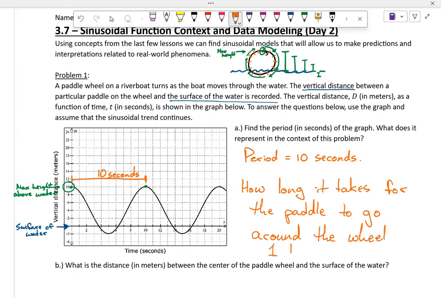I'm going to say one time. So that's just one rotation, right? So that is how long it takes. So the period equals 10 seconds is how long it takes for the paddle to go around the wheel one time. One full rotation. So that's my period.